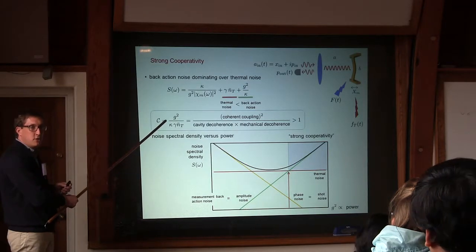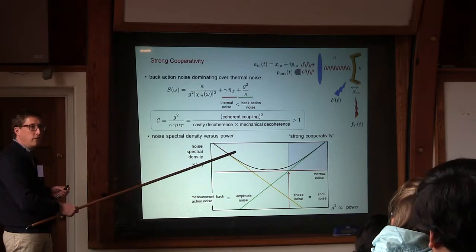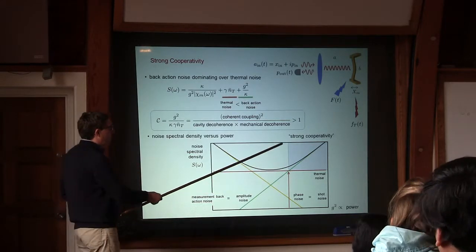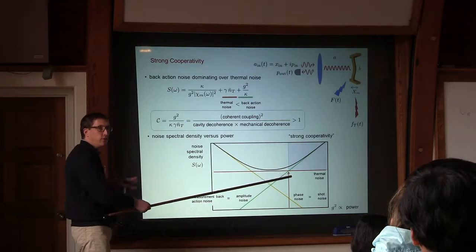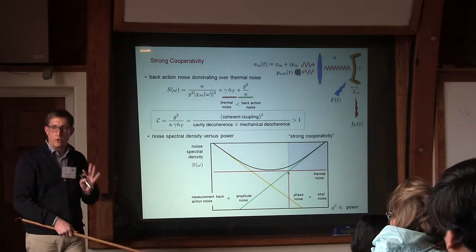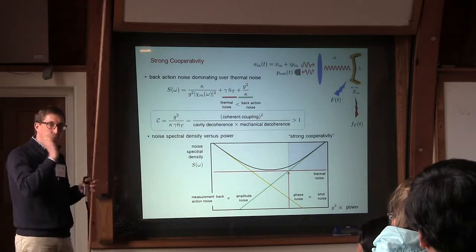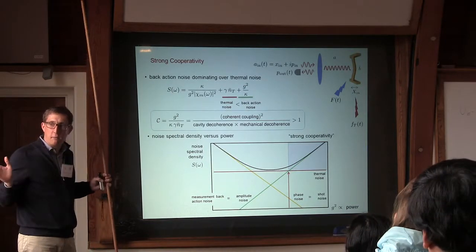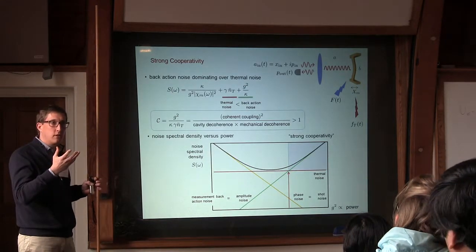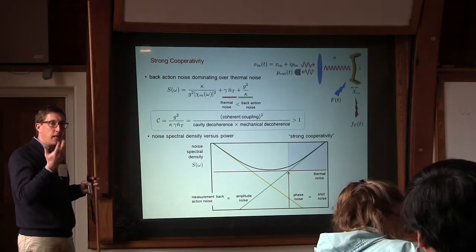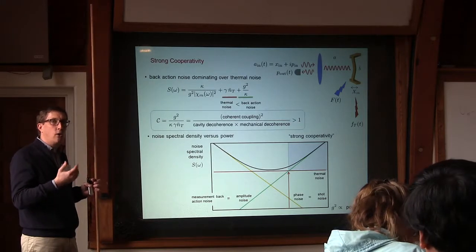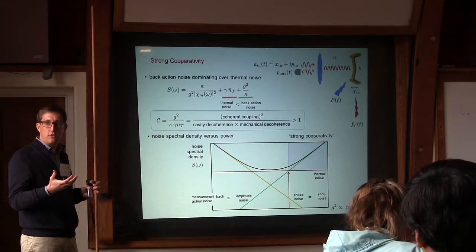So in any system which has a cooperativity larger than 1, if you use it as a position sensor, you're in the situation where back action noise is stronger than thermal noise. That means your measurement disturbs the system more than its thermal environment. It's a very remarkable situation. And the dynamics of the mechanical oscillator will then be driven dominantly by optical vacuum fluctuations.